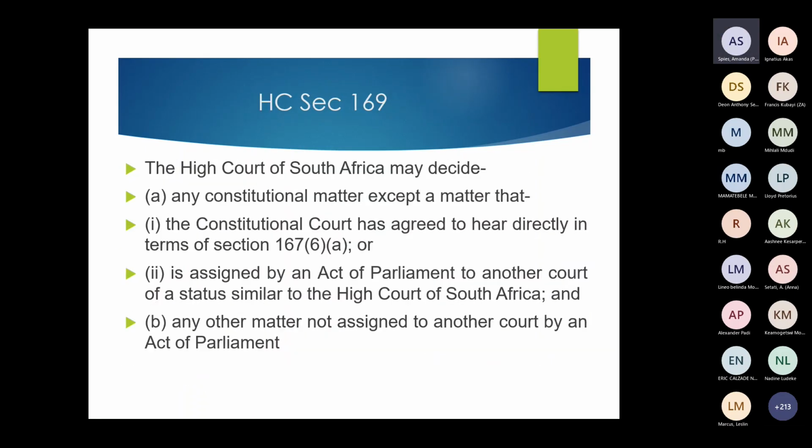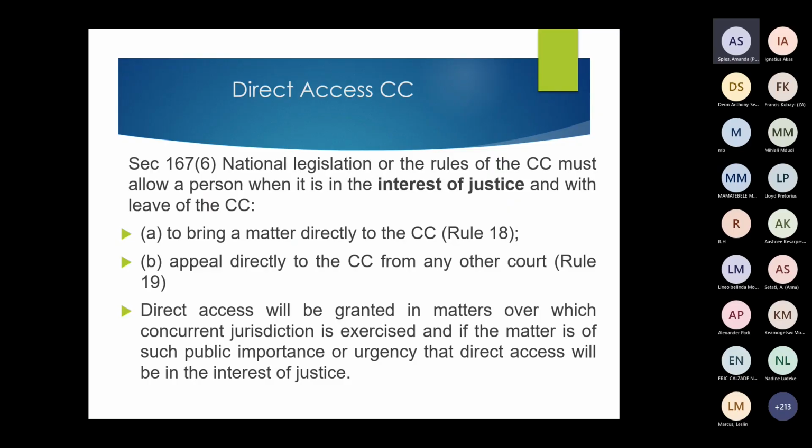All right, now we can jump to direct access. So section 167(6) of the Constitution provides that national legislation or the rules of the Con Court must allow a person, when it is in the interest of justice and with leave of the Constitutional Court, to bring a matter directly to the Constitutional Court, and you'll find that in Rule 18 of the Con Court Rules. Appeal directly to the Constitutional Court from any other court, and that is Rule 19.